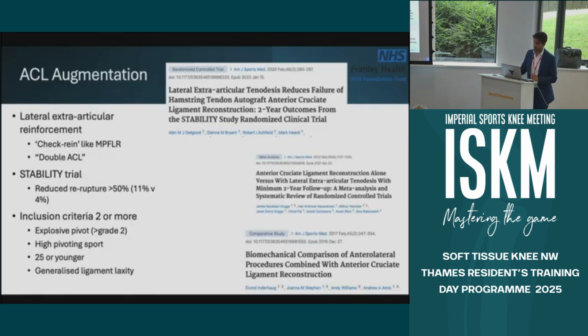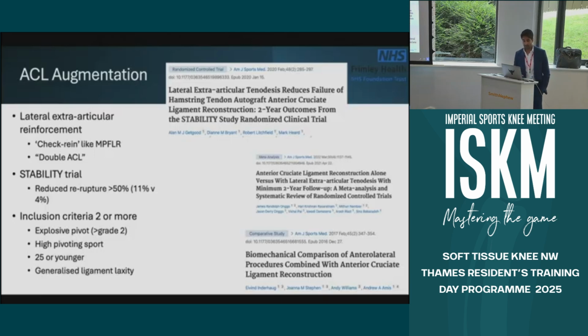The big thing that came out 5 years ago was Al Getgood's STABILITY trial, where he showed that an LET reduced your rupture rate in single bundle hamstrings by almost 50%. It went from 11 to 4%, which is quite a huge thing. So there's still debate on who should have it. If you ask some surgeons, they say they do an LET in every single person. I think that's a bit wrong, potentially. Not everyone needs an LET.